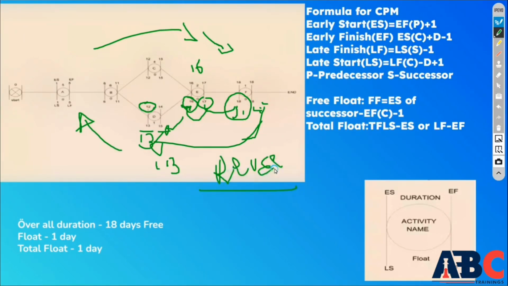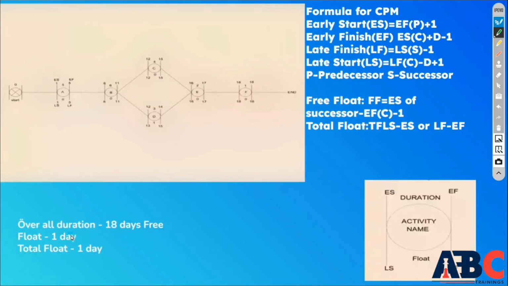This is the reverse method. So now what I have to do is to take out total float, or I have to take out float in this. Total duration is 18 days and I have to calculate its free float. So this free float is calculated as 1. What is the formula of free float? FF is equal to ES of successor minus EF of current minus 1. Early start of the successor minus early finish of the current value. 16 minus 15 is equal to 1. So this way you can calculate the values of the float by which you will get free float.